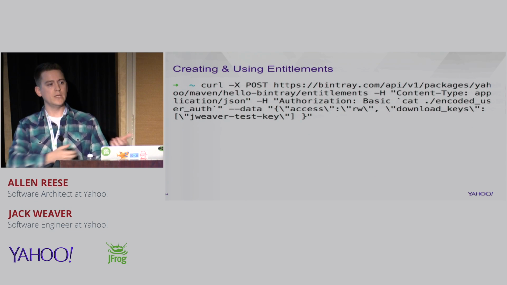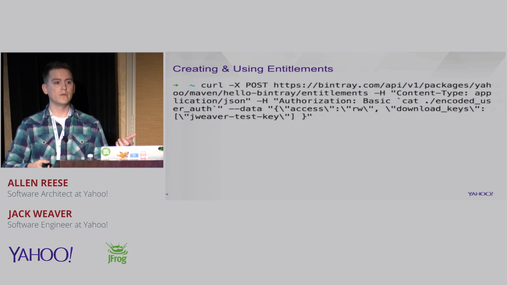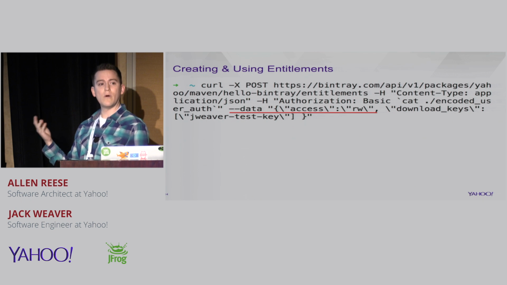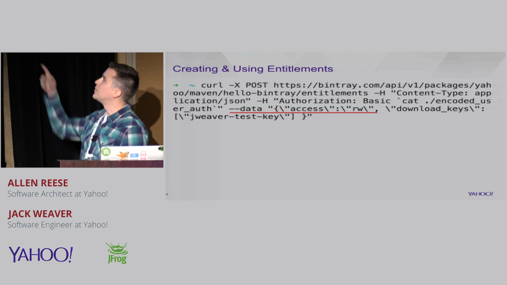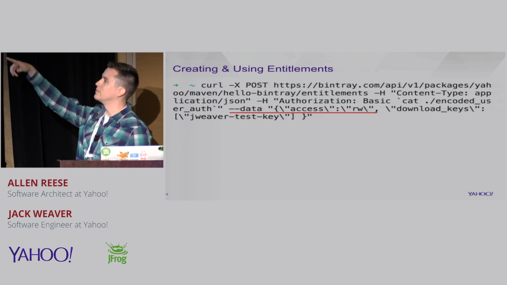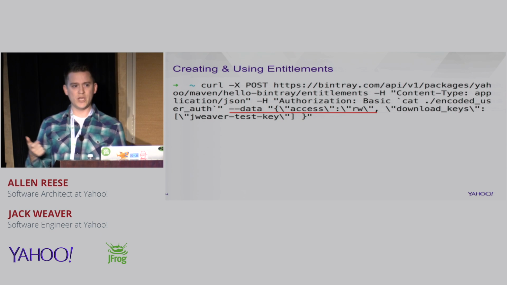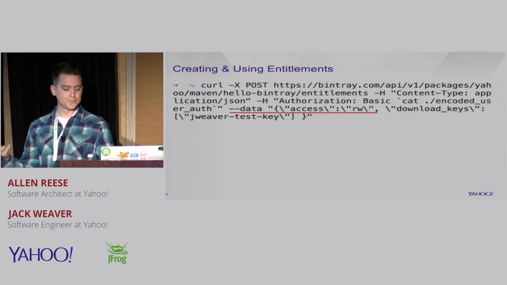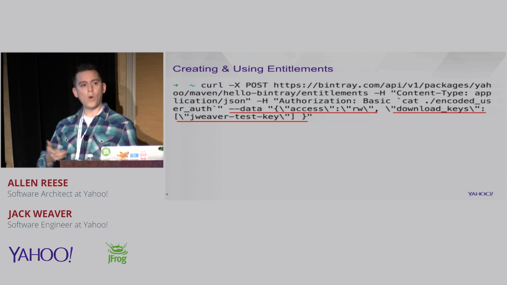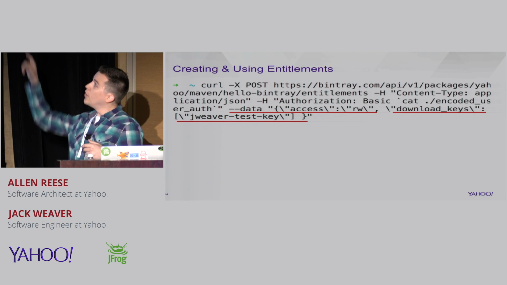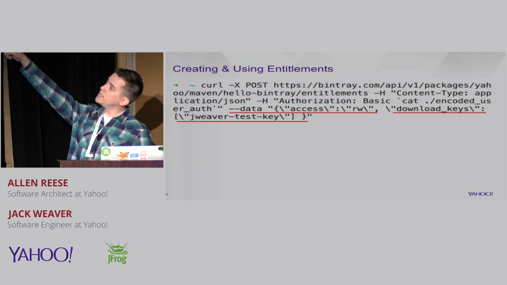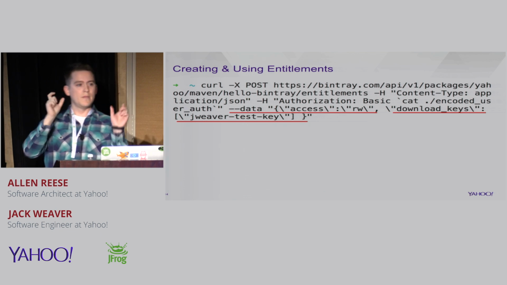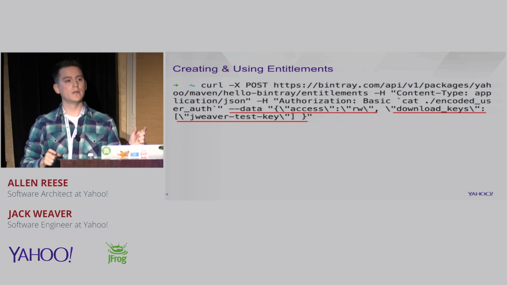Now that you have your key, you need to scope that key for access into some project. It's pretty much the same in terms of the authentication. You also need to pass in your credentials. I've got that basic auth encoded key. In addition, you pass in JSON data, and you say read-write or write. You want to give it some access, and then finally say what key you want to apply that access to. You'll notice in the URL I'm all the way down to hello Bintray: packages, Yahoo, Maven, hello Bintray. That hello Bintray part is my package in Bintray.